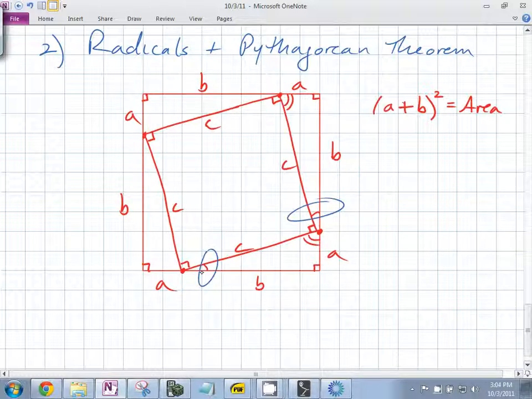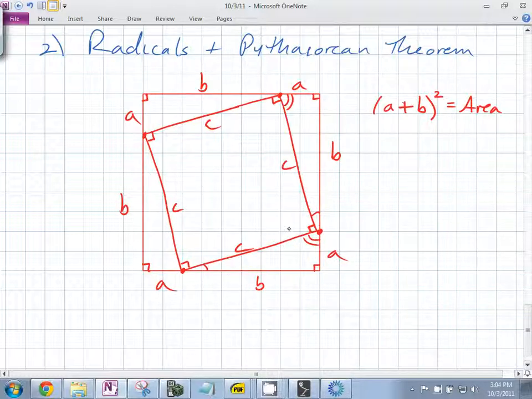So this angle plus this angle has to be 90. And you know that a straight line has an angle of what? 180. Right. Okay, so do you agree that this is a square right here? What's the area of that center square? Do you agree with that?